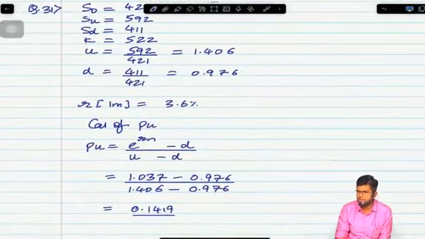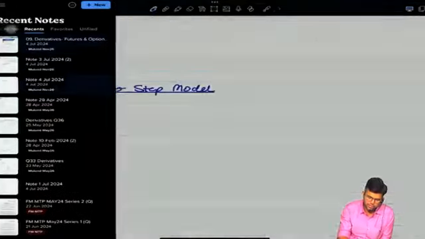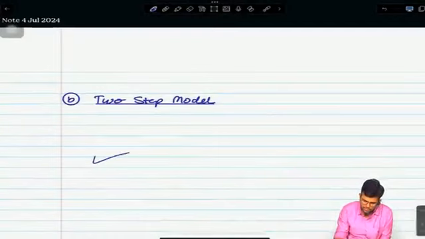So now we will start our today's lecture. Hello. Binomial two-step model. Everyone now keep your pens down. Something new is starting. Ready? Two-step model.